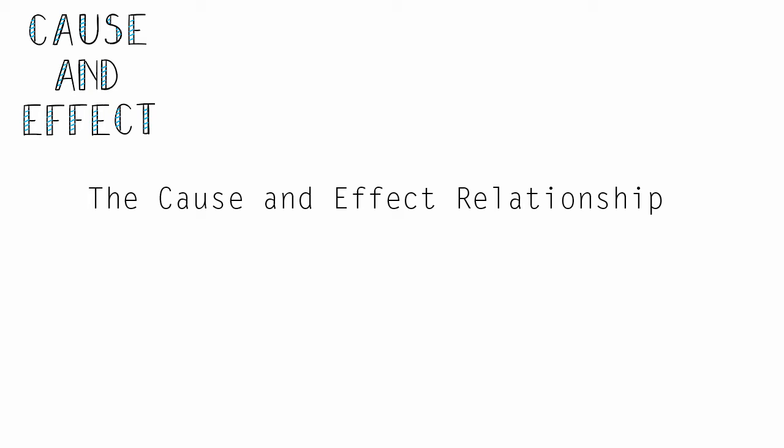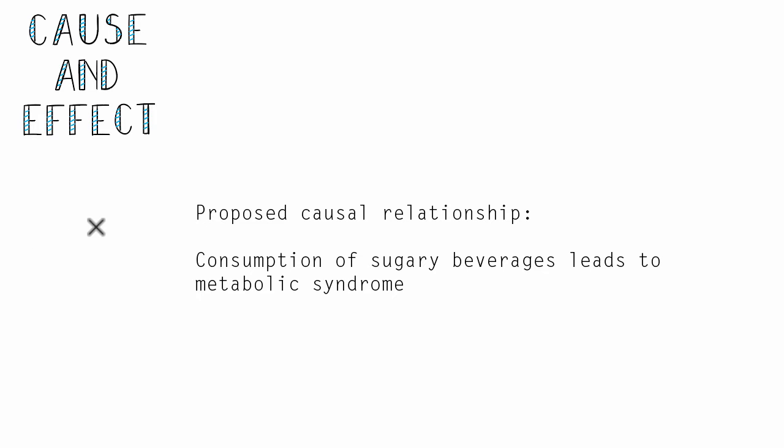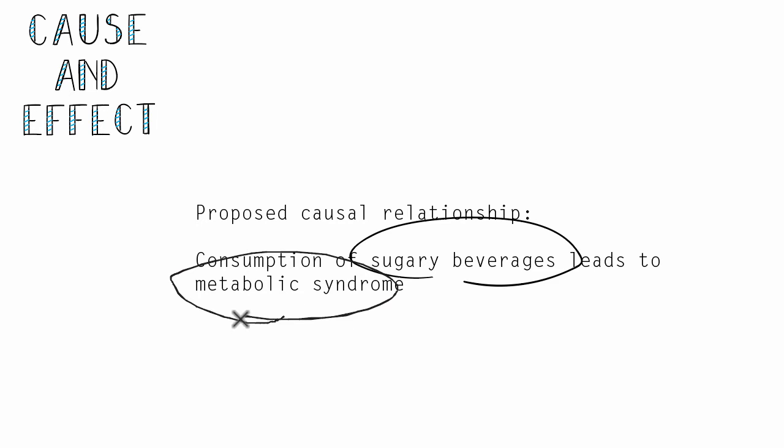When we say something caused something else, what's the relationship between that cause and effect? So let's say we have a proposed causal relationship between two things. We want to study what that relationship entails, and here it's between sugary beverages and metabolic syndrome. And you really don't even need to know what that is to think about what a causal relationship entails, so just put that aside for a moment.